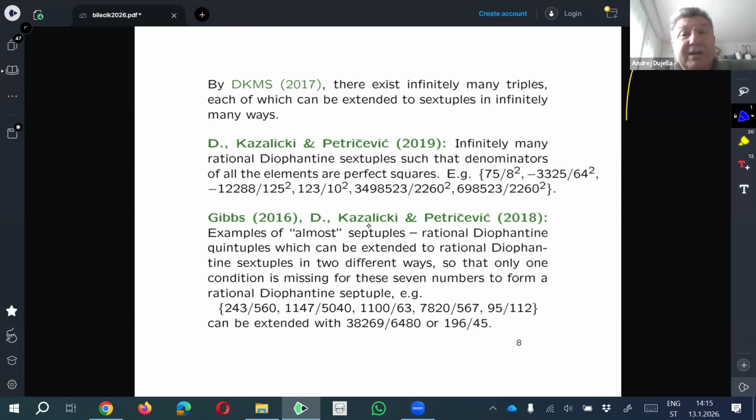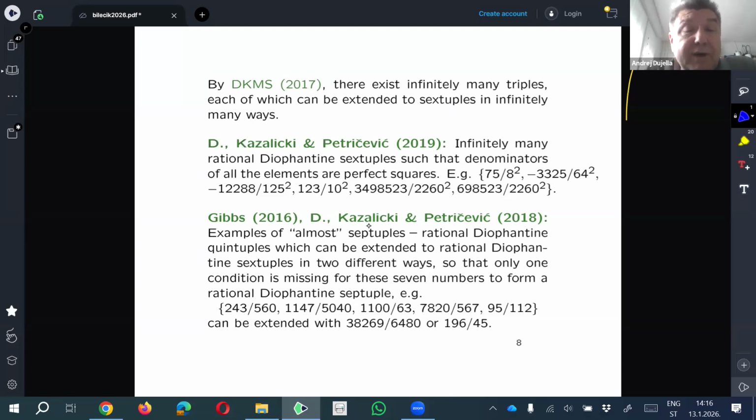I already mentioned that we know that there are infinitely many sextuples, but even more. We know that there are infinitely many triples, each of which can be extended to sextuples in infinitely many ways. So there are really many, many sextuples, which suggests that perhaps seven tuples is possible.